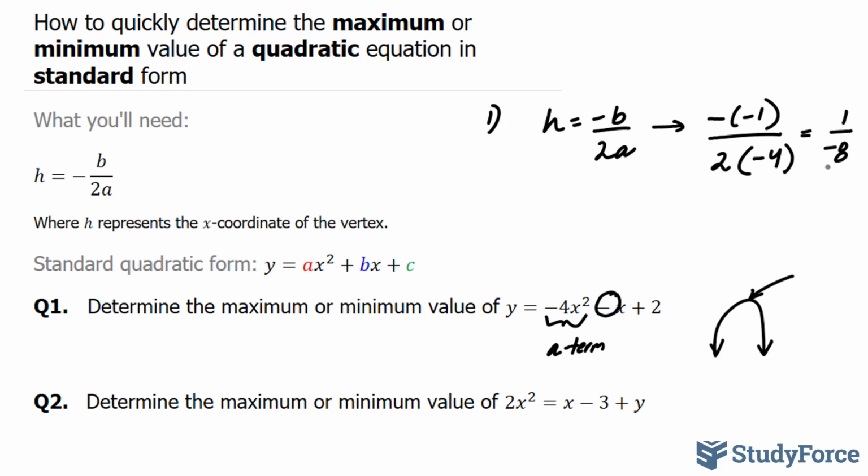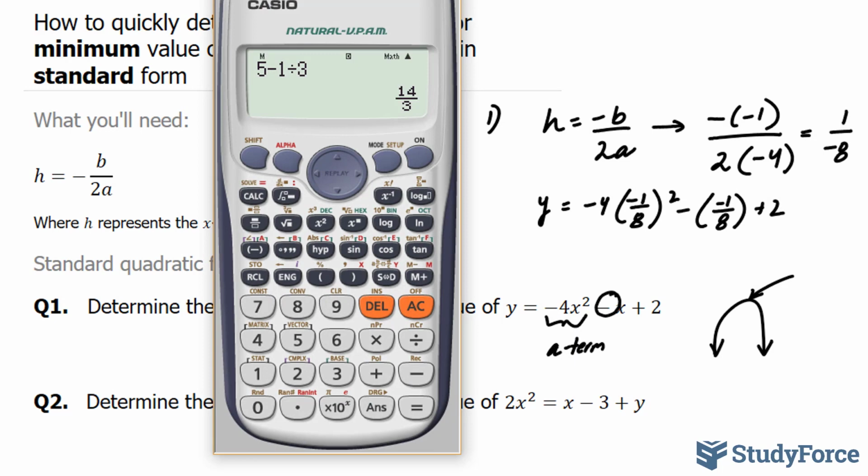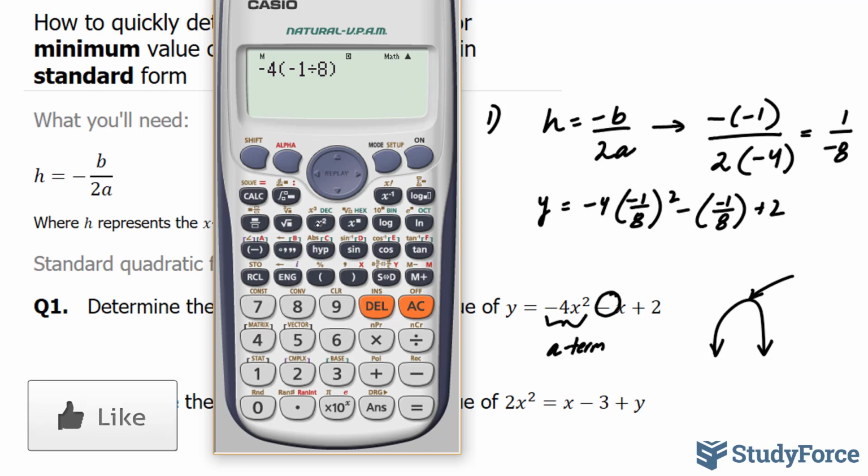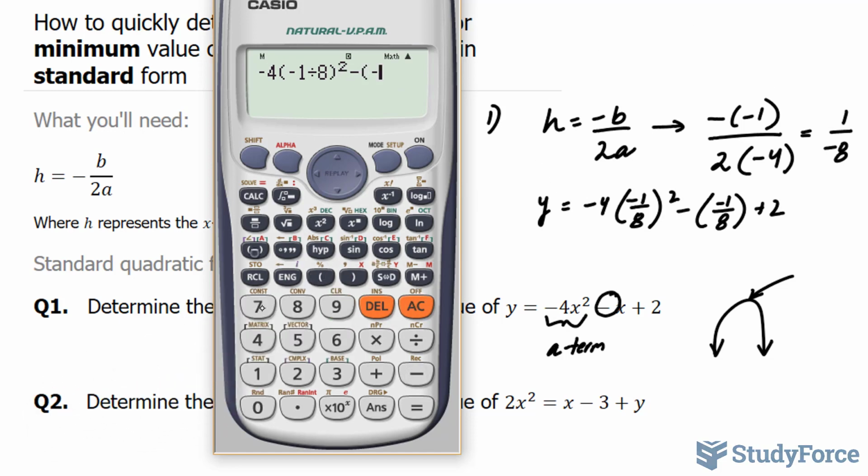Now a vertex is a point, so it also has a y-coordinate. To find the y-coordinate, we substitute this value into our equation. Let's go ahead and do that. y is equal to negative 4 times 1 over, and the negative doesn't have to be at the bottom. It can be placed at the top. It won't change anything. To the power of 2 minus negative 1 over 8 plus 2. Now all I have to do is use my calculator. Negative 4 bracket negative 1 over 8 to the power of 2 minus negative 1 over 8 plus 2. And this gives us 33 over 16.